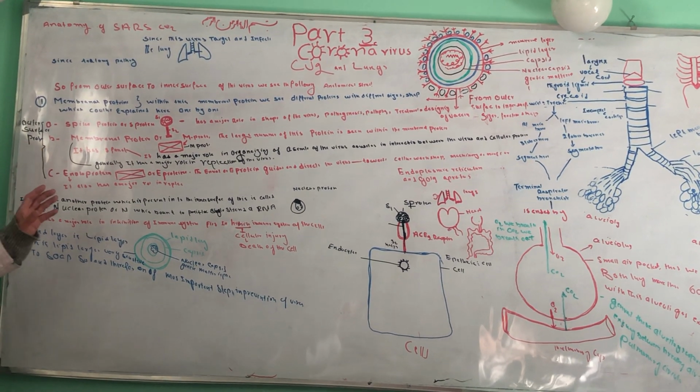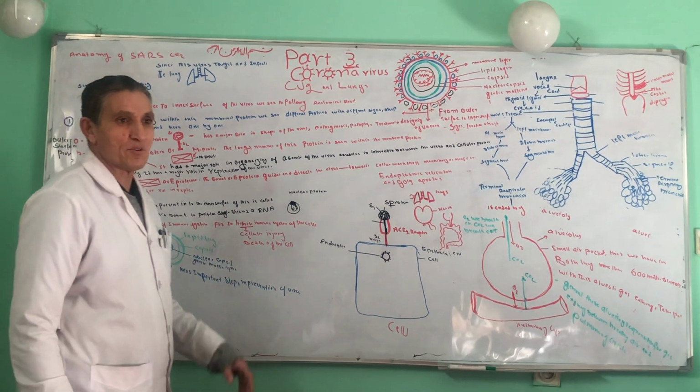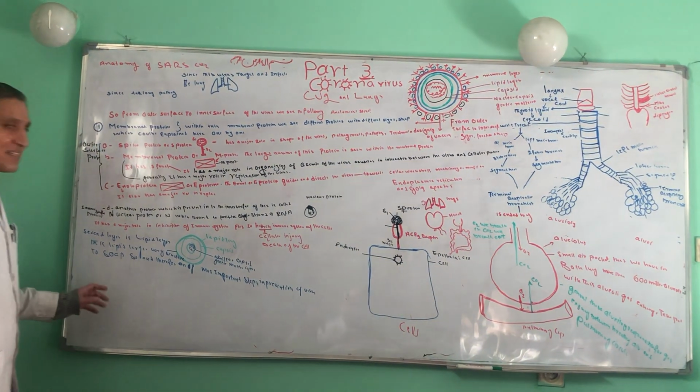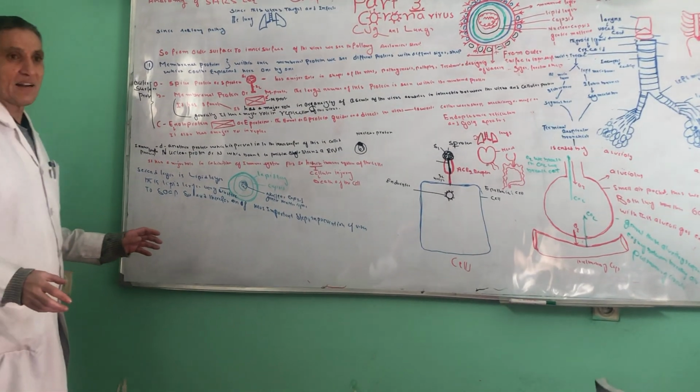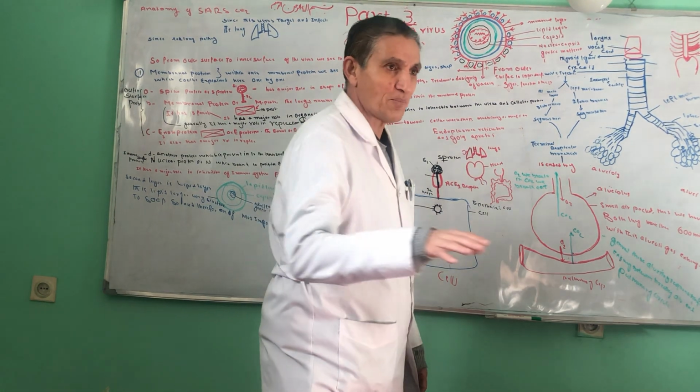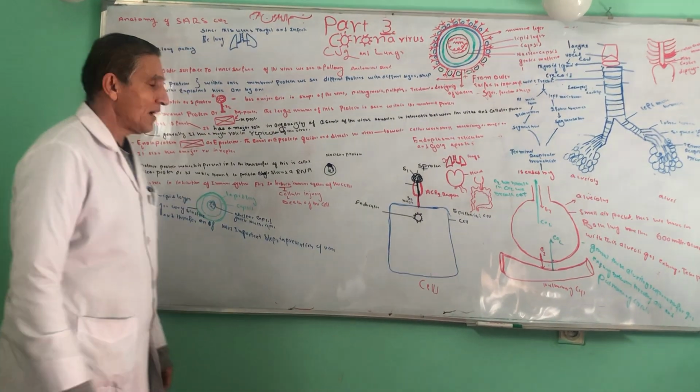After the spike protein, the membrane protein. What is the major role of the membrane protein? Generally, it has a major function in the replication of the virus. The second thing is the envelope protein or E protein. This envelope protein directs and guides the virus towards the endoplasmic reticulum as well as the Golgi apparatus.